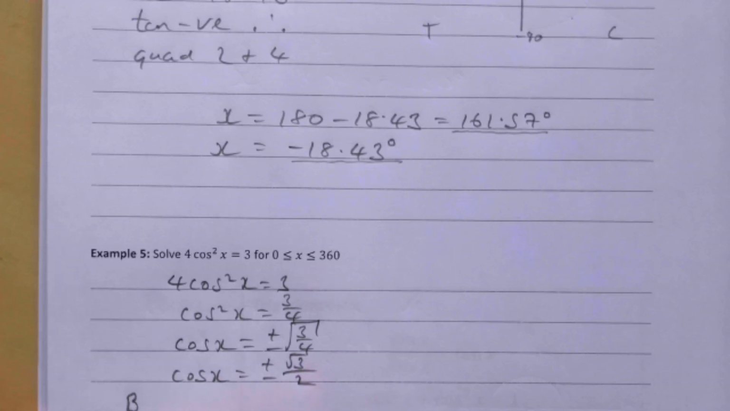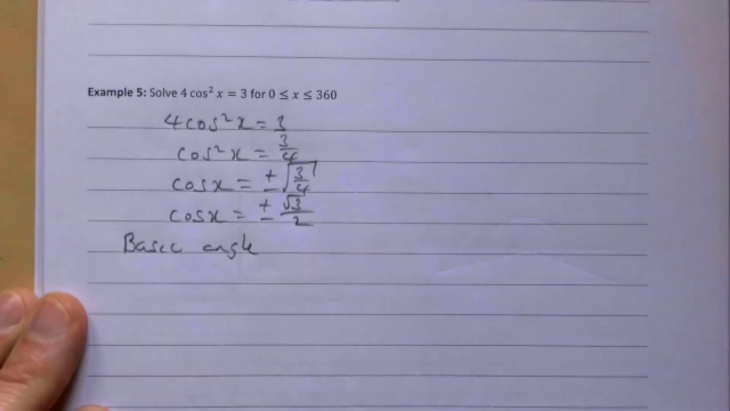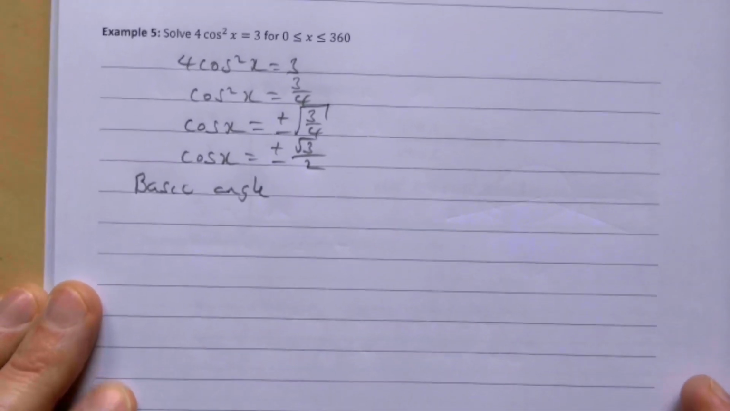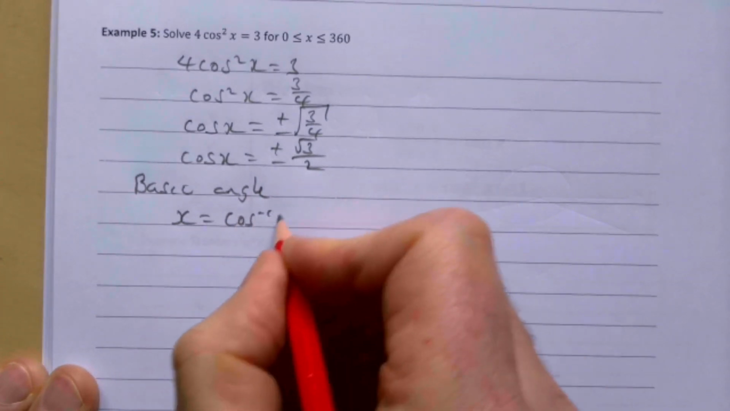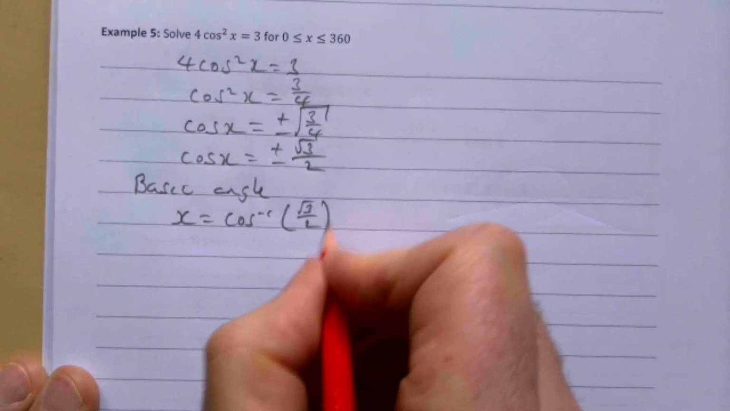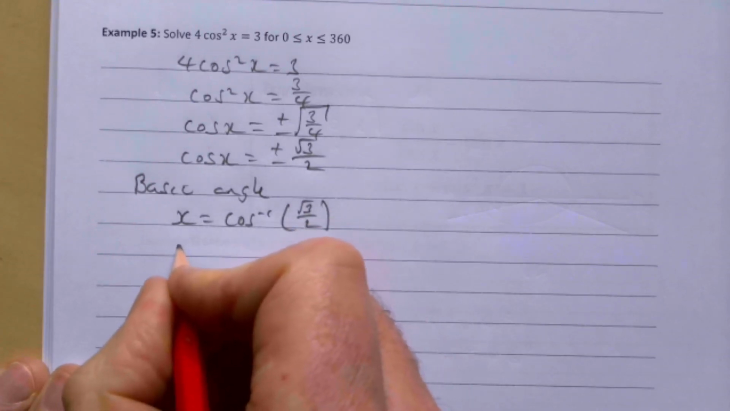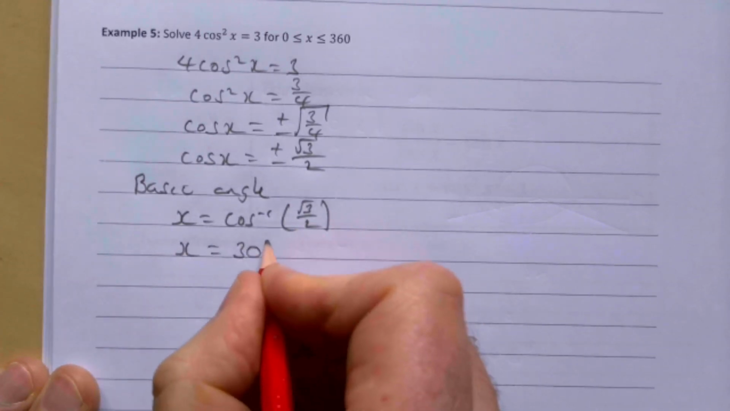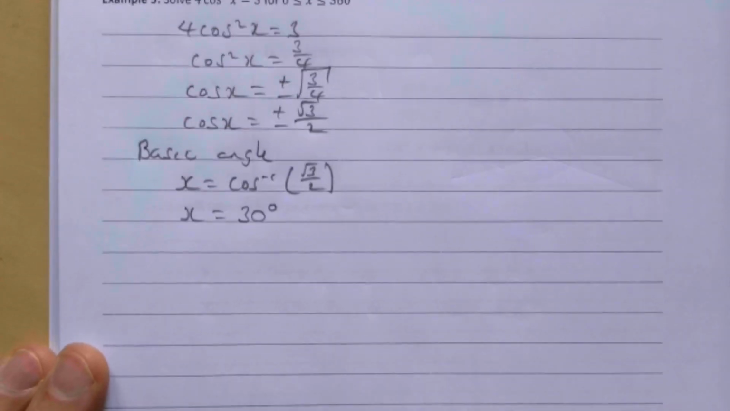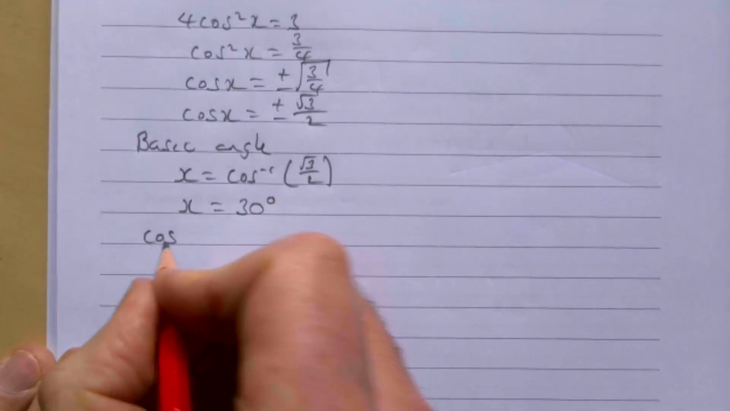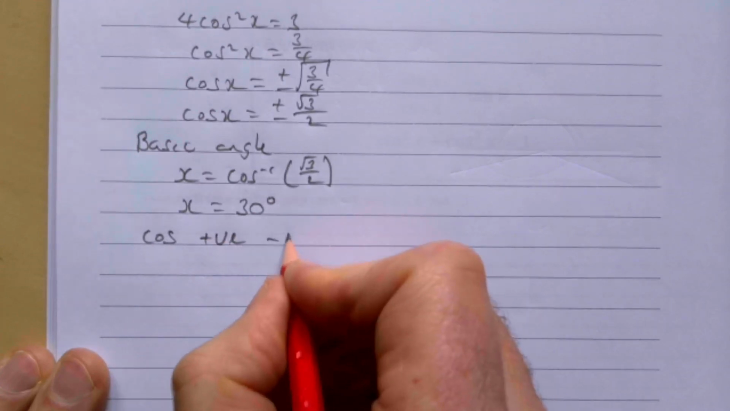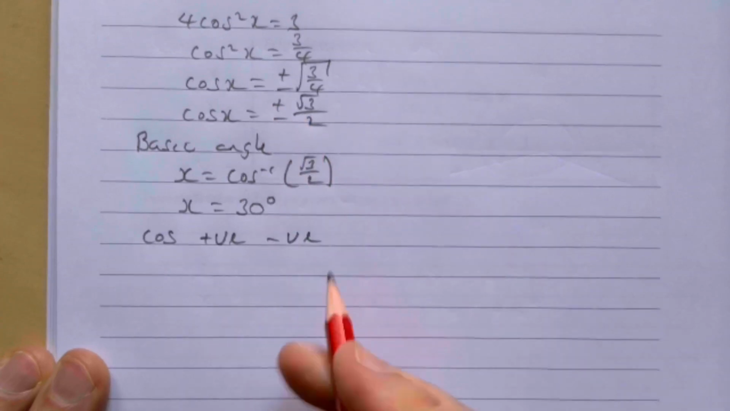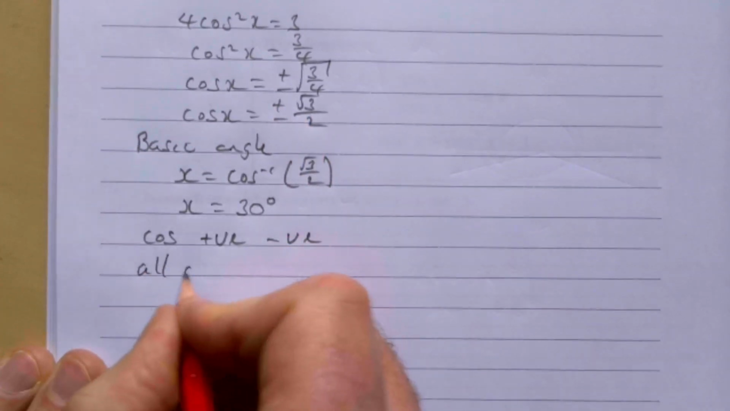So my basic angle, slide this up so we can see it. x is cos to minus 1 root 3 over 2, and that gives me x then is 30 degrees. I want cos to be both positive and negative, because look, it's plus or minus root 3 over 2. So in that case I just want the answer for all quadrants.